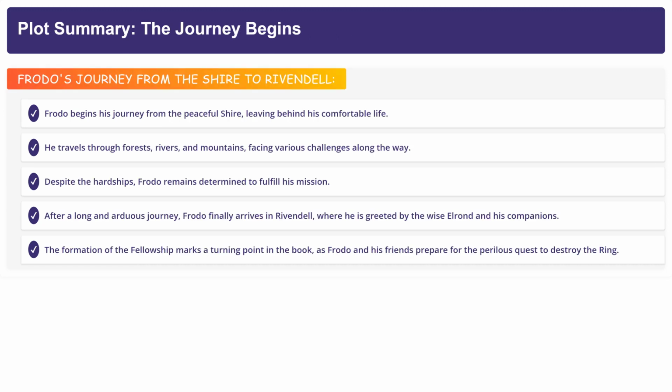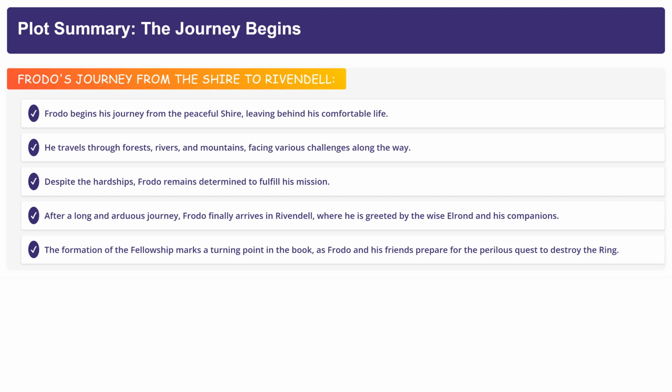In this segment, we will delve into the captivating plot of The Lord of the Rings, starting with the momentous journey of Frodo Baggins from the peaceful Shire to the foreboding land of Rivendell. Brace yourself for adventure as we uncover the twists and turns that set the stage for the quest to destroy the One Ring. In the first part of the book, Frodo embarks on a journey from the peaceful Shire to Rivendell. He faces many challenges and obstacles along the way, including the pursuit of the Ringwraiths. With the help of his loyal friends, Frodo manages to reach Rivendell safely.